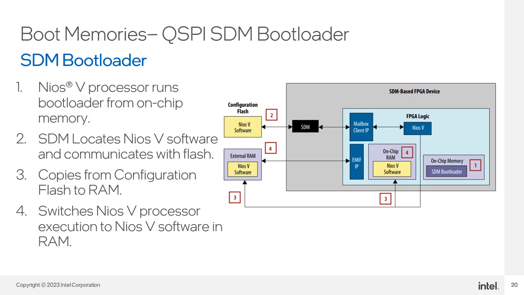On the right you can find that the Nios V processor runs the bootloader from on-chip memory. Then the SDM communicates with flash. The copies are reproduced to RAM in step 3. Notice it can be on-chip RAM and external RAM. Then it changes to software in RAM on step number 4.